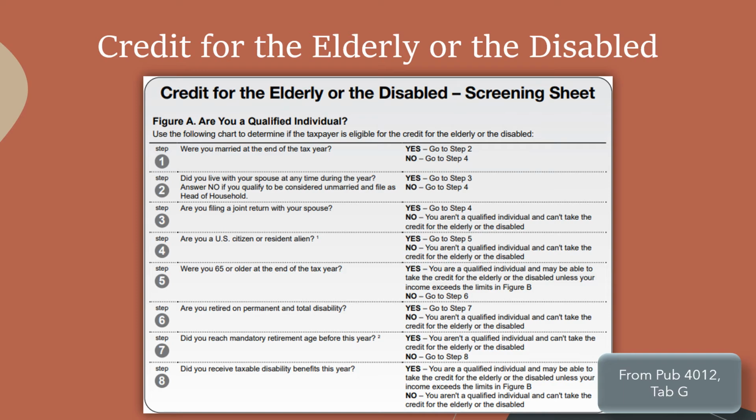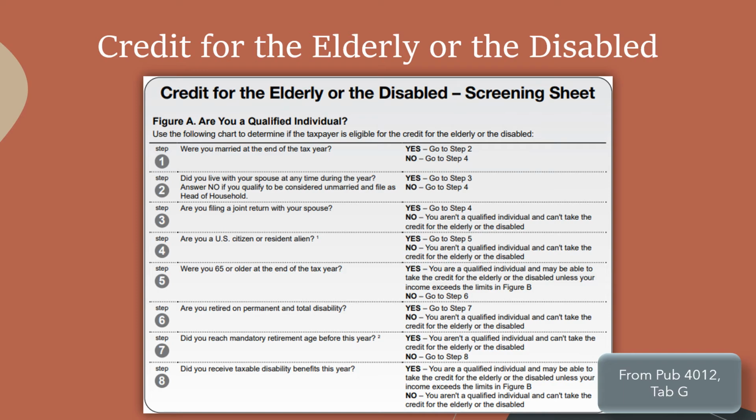So moving on from the retirement savings contributions credit, now we'll start talking about the credit for the elderly or the disabled. And here again, this is a credit that you really don't see super often because the income limits are so low, but you do occasionally see it. And so again, we have a screening sheet if you run across a situation where somebody has quite a low income and they would be considered elderly or disabled. It's in Publication 4012, tab G again, and it just runs you through some questions.